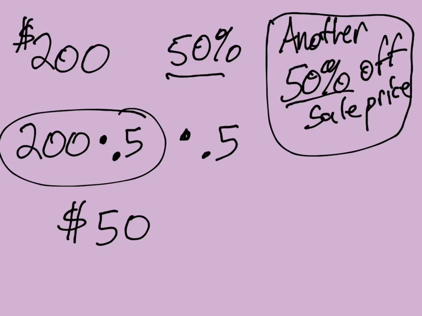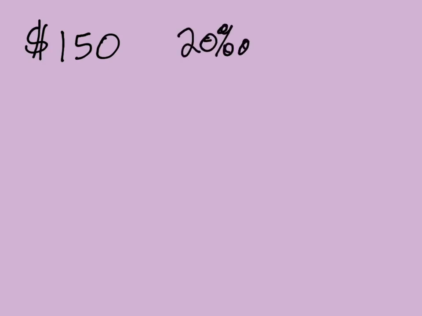So let's do a practice problem, see if you can do this with the compound. So let's say I buy something for $150 and I get 20% off, and there's 8% tax. Go ahead and pause the video and see if you can figure out how to do this compound problem with markups and discount.